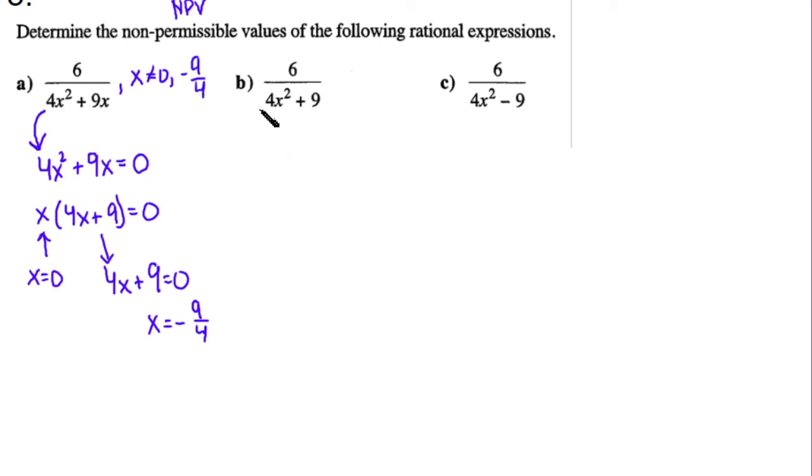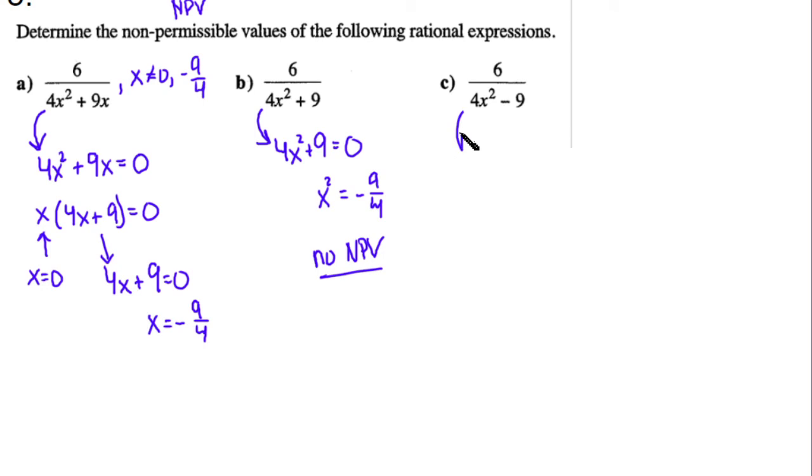In B, it's the same procedure. We pull out the denominator, and we will set it to 0. Subtract 9, divide by 4. And we have a problem here, because in order to get x, we will have to take the square root of the right-hand side. And the right-hand side is negative. So we cannot take the square root of this. You cannot take the square root of a negative number. So that means that there are no NPVs. There are no non-permissible values.